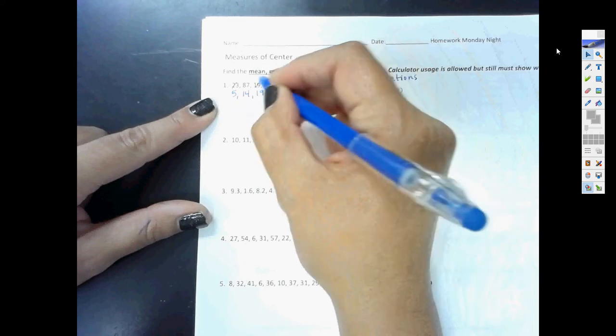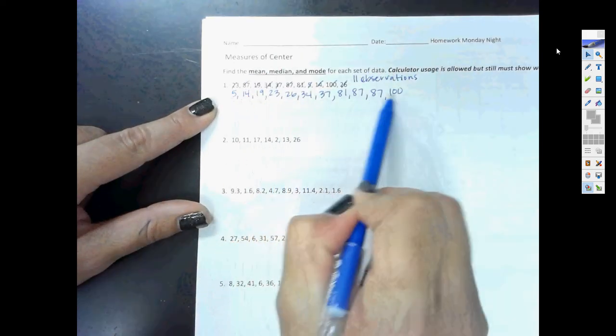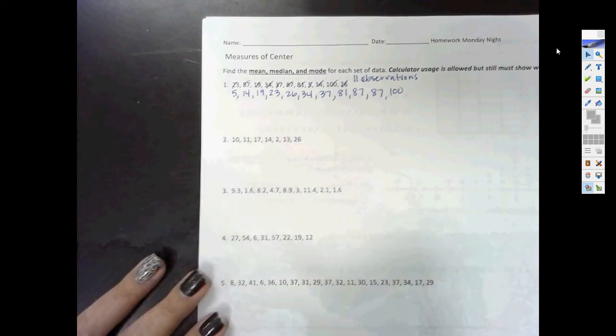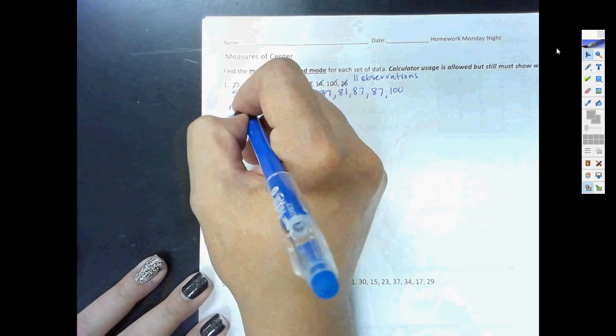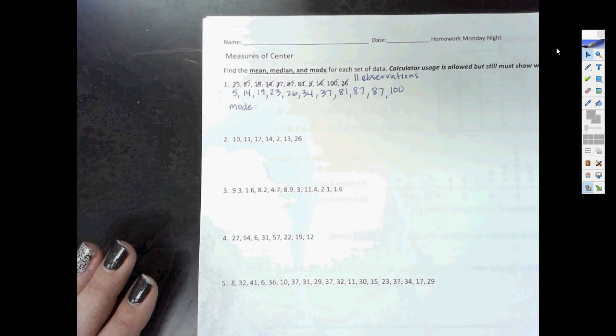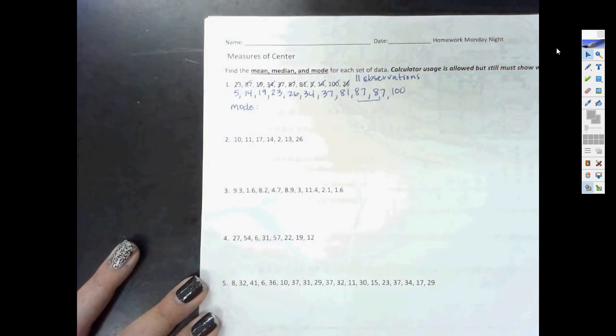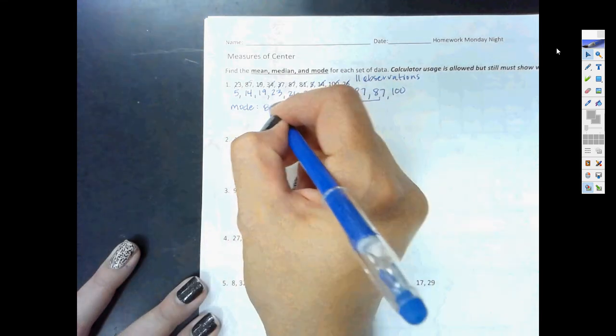All right, let me recount. 1, 2, 3, 4, 5, 6, 7, 8, 9, 10, 11. So that's what you need to do. Write your data out in order, then recount and make sure that you got them all, because if you leave one out, then you're going to be using the wrong data. So I told them in class the mode is always the easiest to identify because it's the one that you see more of. We have 2 87s, and it looks like the rest we all have one of. So 87 would be our mode.